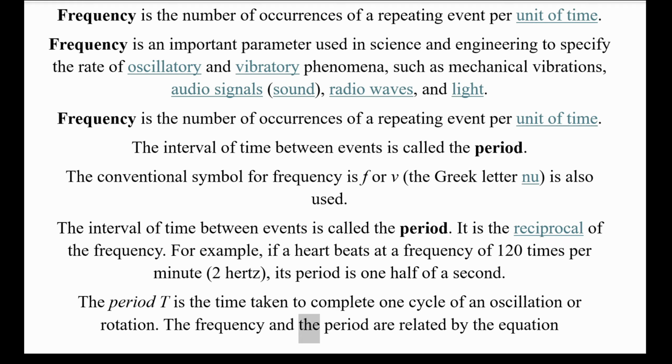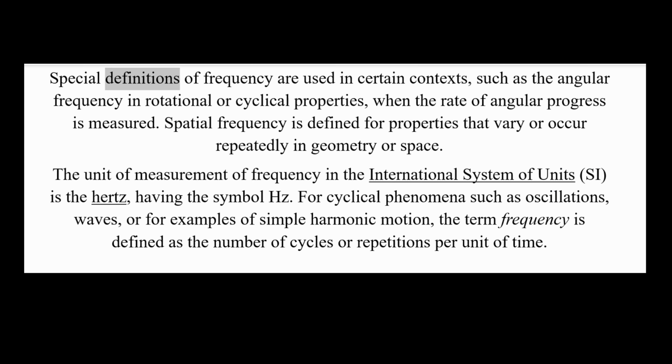The frequency and the period are related by the equation. Special definitions of frequency are used in certain contexts, such as the angular frequency and rotational or cyclical properties, when the rate of angular progress is measured. Spatial frequency is defined for properties that vary or occur repeatedly in geometry or space. The unit of measurement of frequency in the International System of Units, SI, is the Hertz, having the symbol Hz.